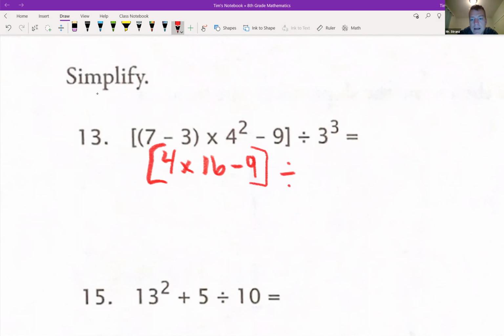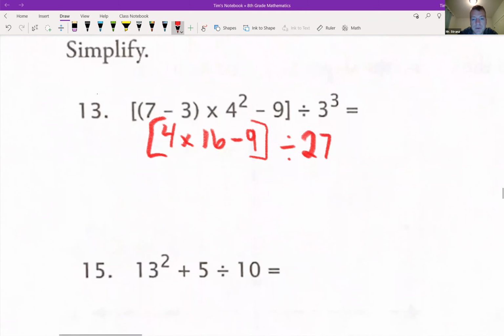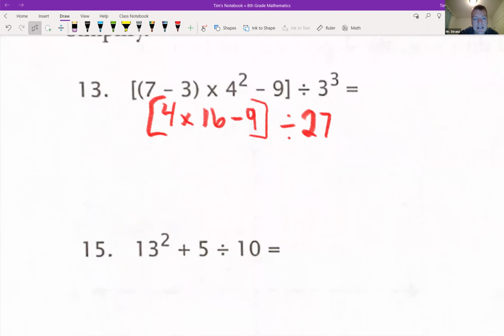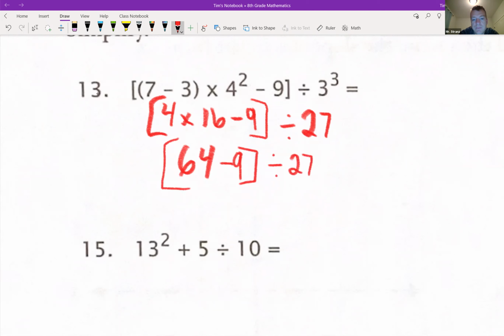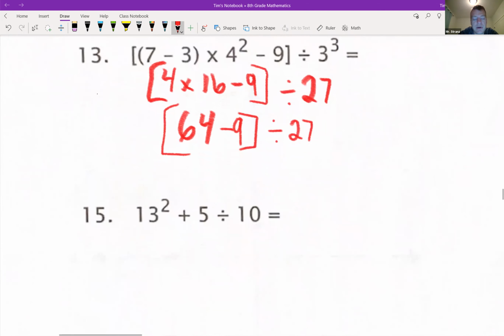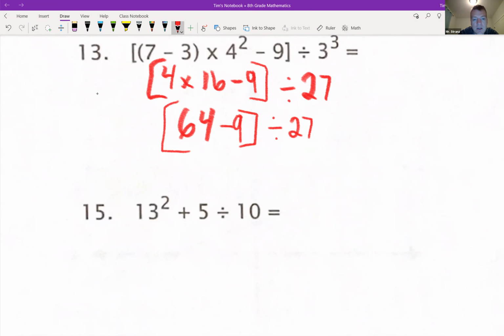And then I have divided by 3 squared. 3 times 3 is 9, 9 times 3 is 27. Okay, I need to stay within the bracket first. Multiplication is first in the bracket, so 4 times 16, 4 times 6 is 24, and that's 64 minus 9 in the bracket, dividing that by 27. I'm still in the parentheses because that's first in order of operations. So 64 minus 9 is going to be 55. Okay, 55 divided by 27.